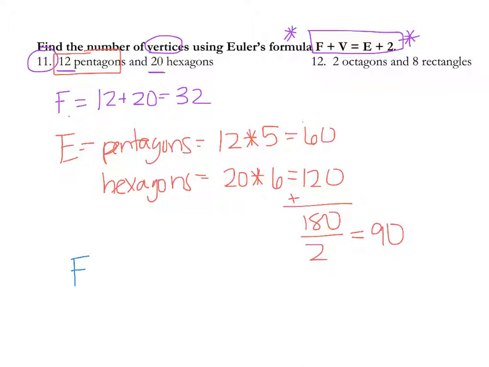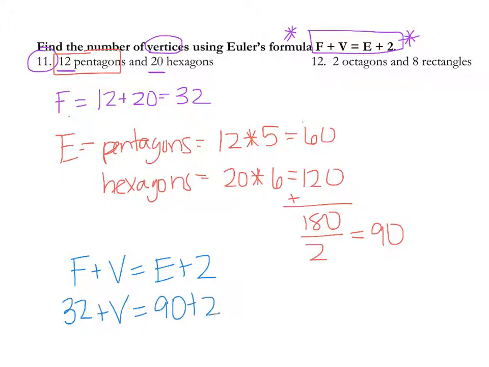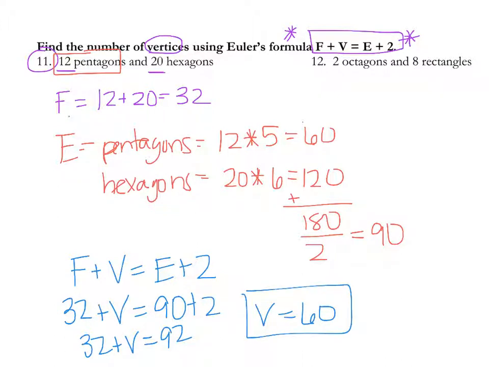So it's going to be faces plus vertices equals edges plus 2. And now I know there are 32 faces and 90 edges. Nope, I gotta put that in the right spot. 32 plus vertices, which is what I'm looking for, equal to 90 edges plus 2. And then I just have to solve this. 32 plus v is equal to 92. And if I subtract 32, I'm going to get v is equal to 60.